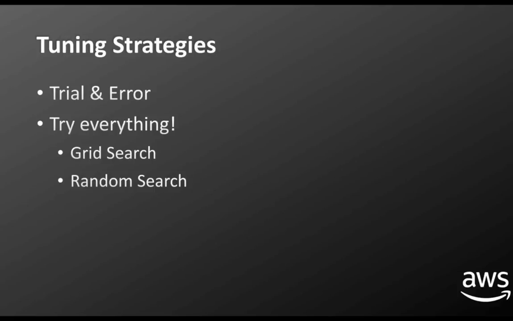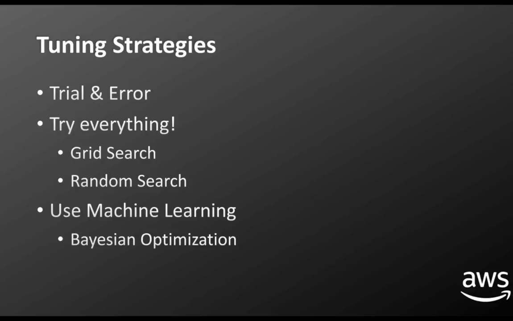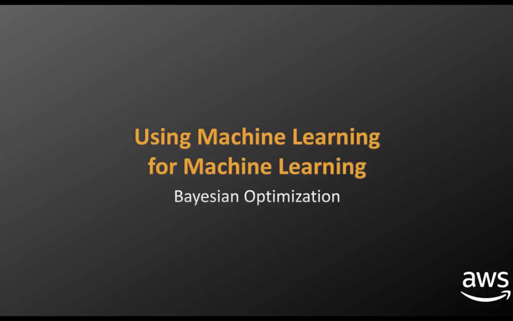So random search is actually a fine tuning strategy. But we're going to do even better than that. We're going to try using machine learning to improve our machine learning. And the way we're going to do that is called Bayesian optimization. So now let's dive into the technical details of how the automatic model tuner in SageMaker works.